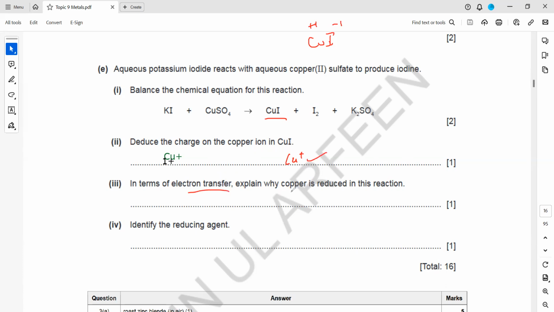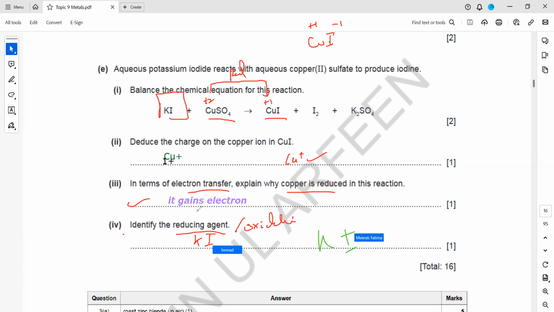In terms of electron transfer, why is copper reduced? What is the meaning of reduction? It's a gain of electrons. Identify the reducing agent. The substance which undergoes oxidation is the reducing agent. Which substance undergoes oxidation? Because copper is reduced here: copper +2 becomes copper +1. So this change is reduction. Why is the copper reduced? Because it was reacting with potassium iodide. So this was page 16 for the metals topic.